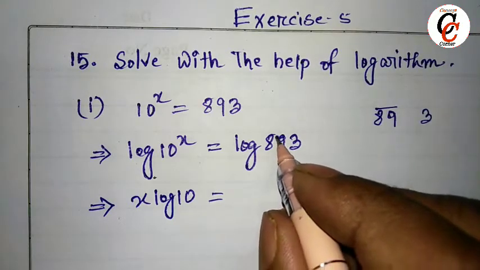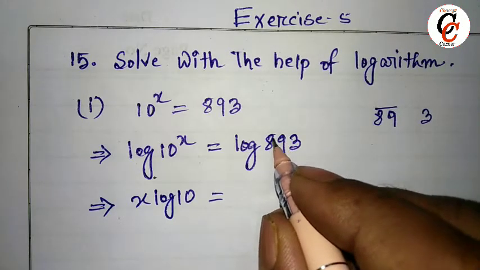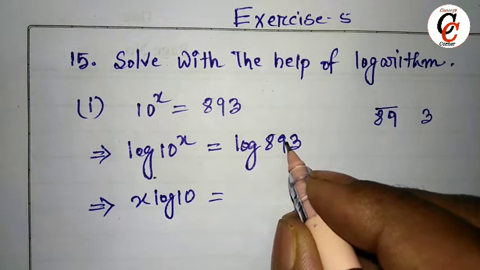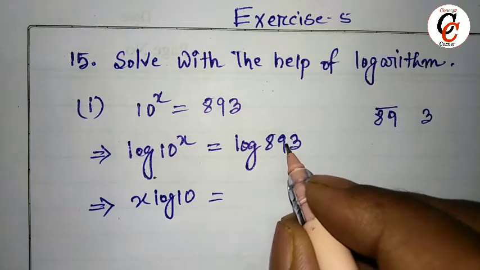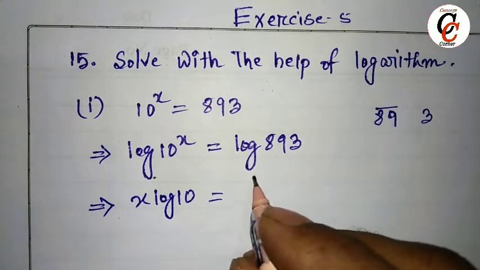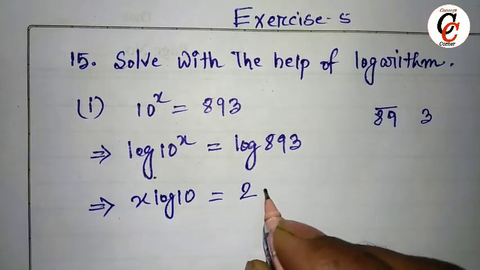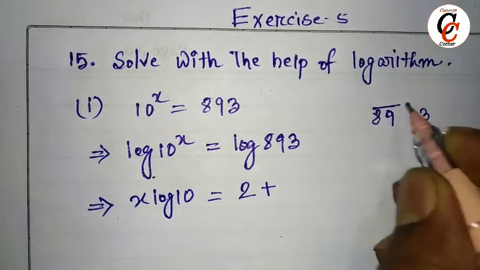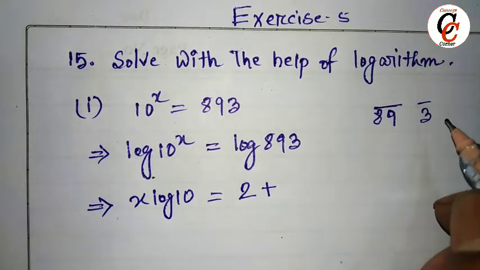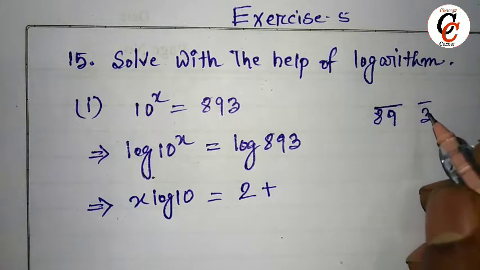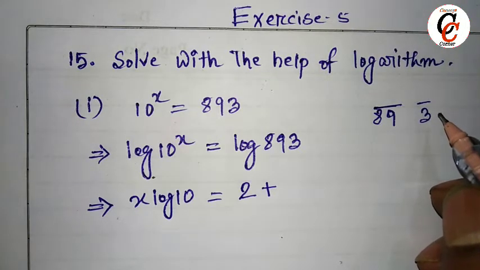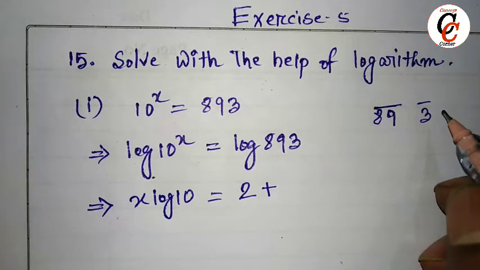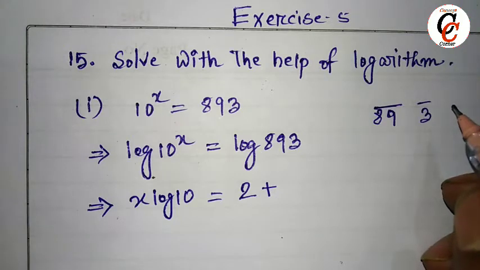And since there are 3 digits, the characteristic will be 2. So I am writing directly that the characteristic is 2 plus, and for the Mantissa part we have to see row number 89 and column number 3. So let's find the value from the logarithmic table. You will use the logarithmic table when you watch the video and solve the questions. So I am directly writing the value found from the logarithmic table. You will find it yourself.